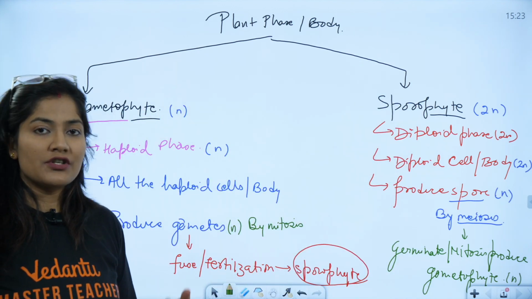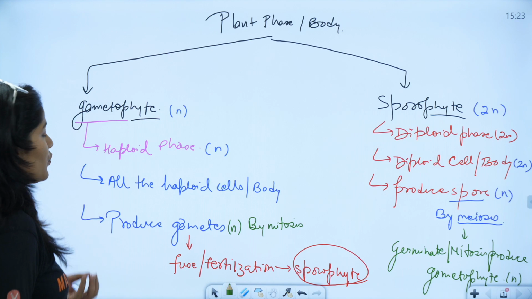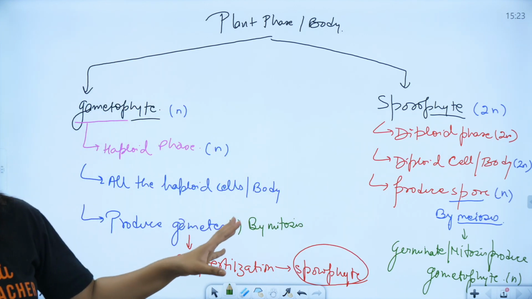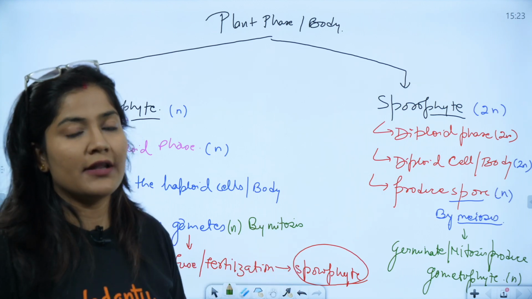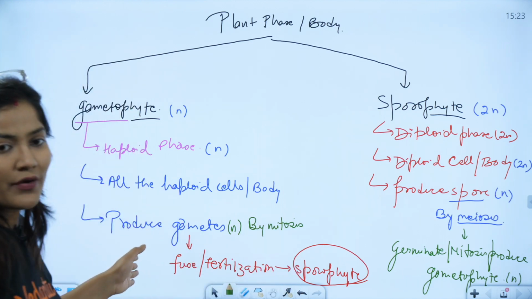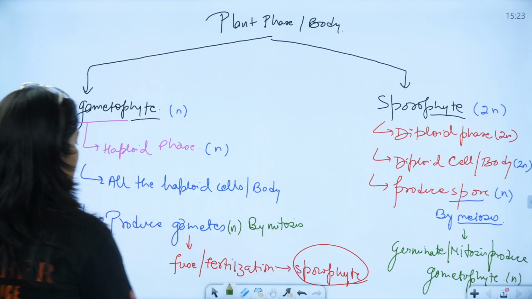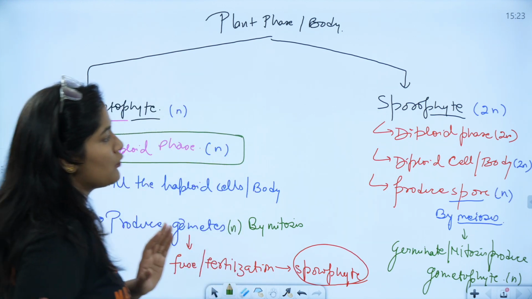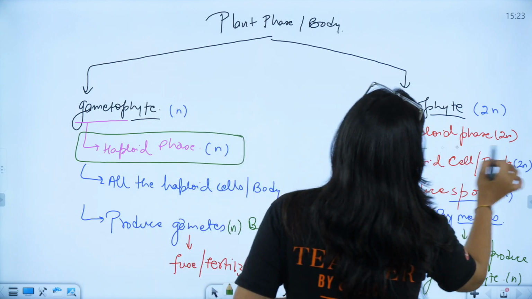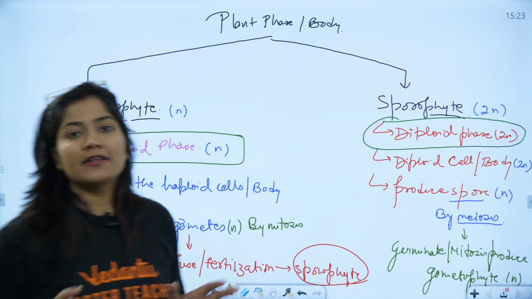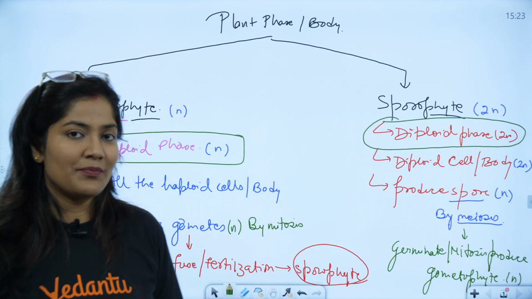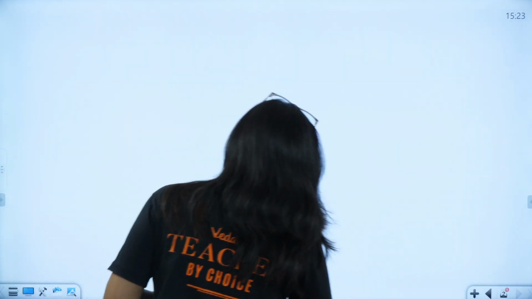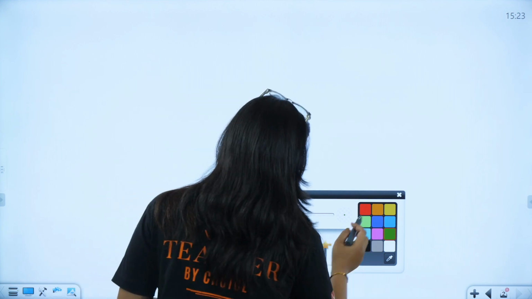This alternation of generation is what we are going to study today. Now, that covers the comparison of your gametophyte and sporophyte. What exactly are your gametophyte and your sporophyte? Your gametophyte is the haploid phase. So the main points that you have to remember are these: your gametophyte is the haploid phase and your sporophyte is your diploid phase. These are the two very important points that you have to remember. Along with this, children, let's draw a diagram and understand how there is alternation between them.